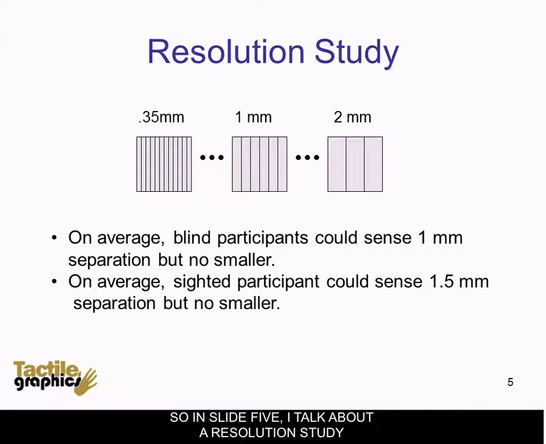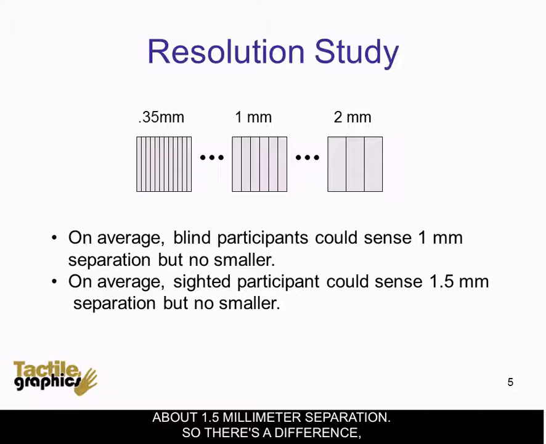So in slide 5, I talk about a resolution study that was done a number of years ago, and there's a reference in the notes. So there were these vertical lines that could be close together, a little further apart or a little further apart, and the images show 0.35 millimeters, 1 millimeter, and 2 millimeters, but you might have a bunch more. And you could ask somebody, can you distinguish them? And if you can't, then that's sort of the limit of your tactile acuity. So the results from this paper that I reference is, on average, blind participants could sense about 1 millimeter separation, but no smaller. And on average, sighted participants could sense about 1.5 millimeters separation.